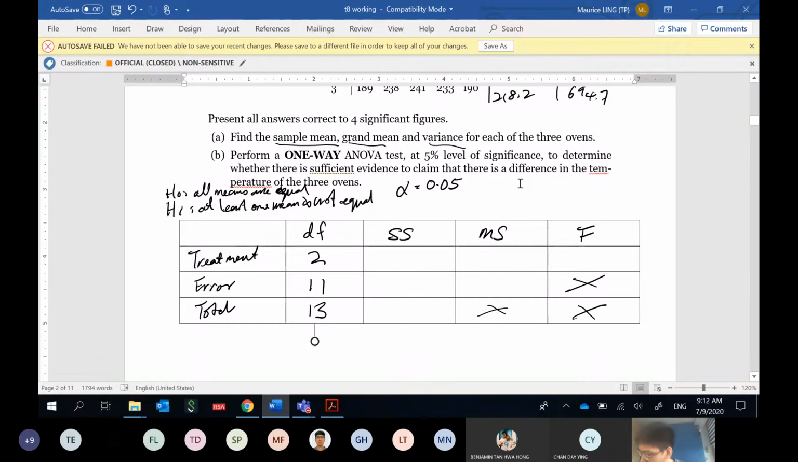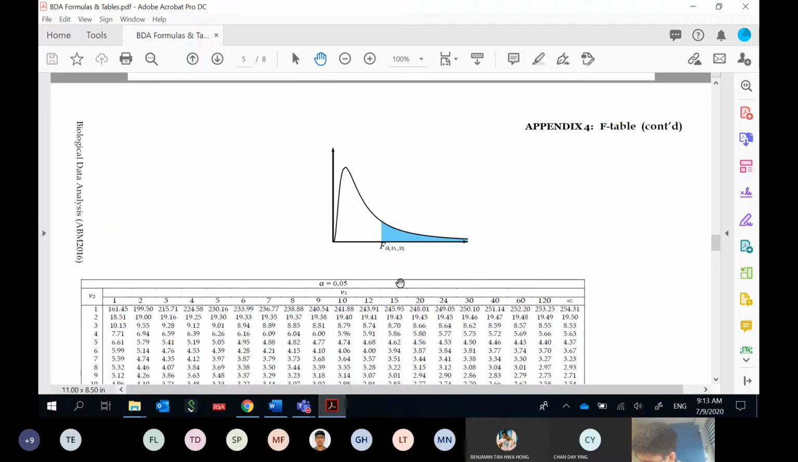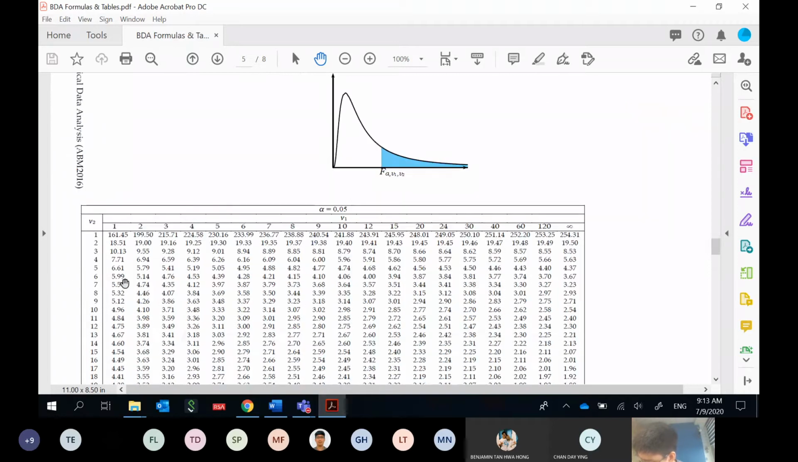Okay, the next biggest issue is that we want to find out the critical value. So for the critical value, we want to find out the F statistic for 0.05. The first degrees of freedom is your treatment degrees of freedom. The second degrees of freedom is the error degrees of freedom. So let's go to our table. You go to alpha 0.05, the first degree of freedom is V1. V1 is 2, so you look at this column, then 11. You find this, and it is 3.98.